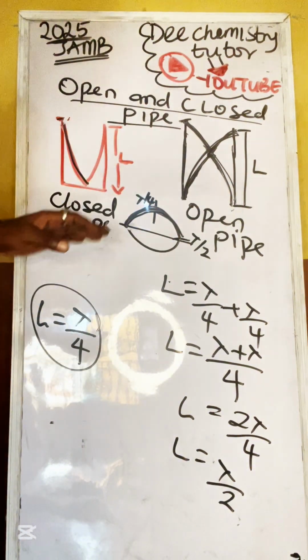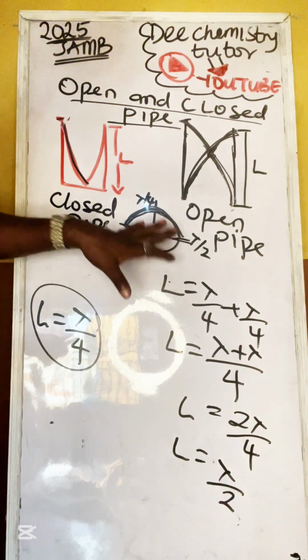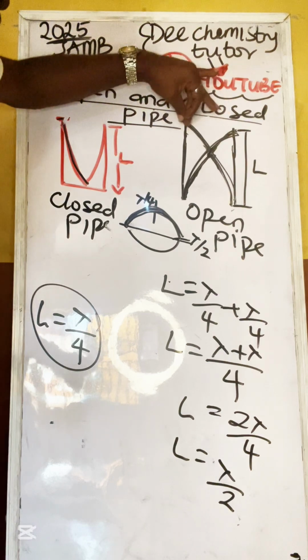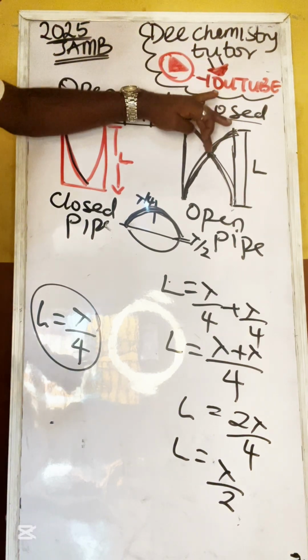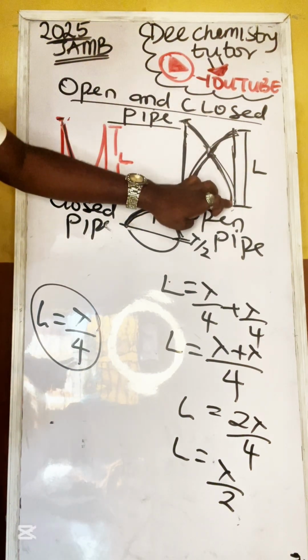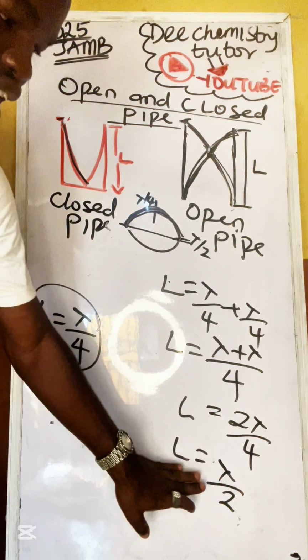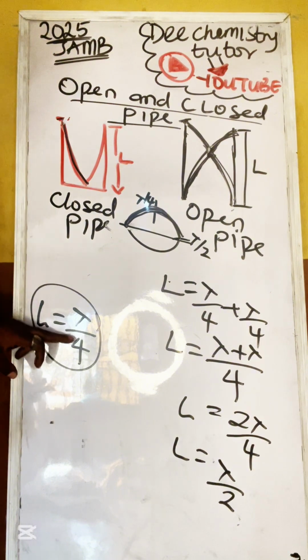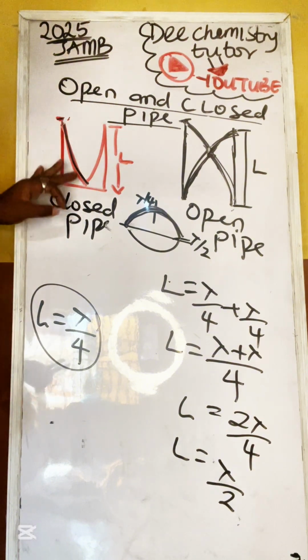There are different formulas, but just note how I'm going to be explaining using a cycle to explain this concept. From here to here, lambda over 2, lambda over 4. From here to here, lambda over 4. So when you add the two together, you get lambda over 2. That's the length of this pipe. From here to here is lambda over 4. It's like a quarter of a cycle.